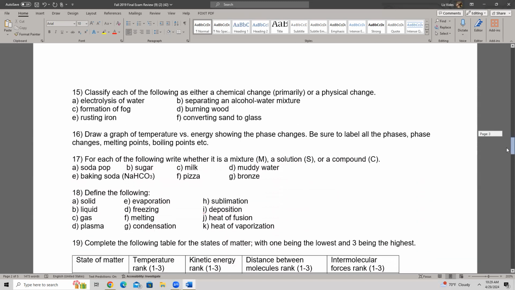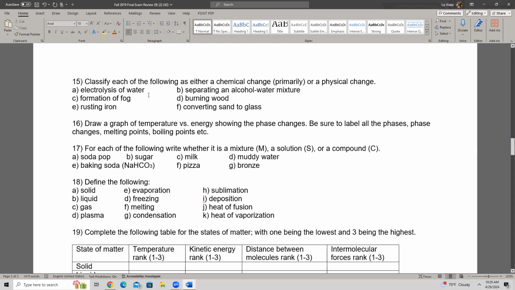All right. Now, chemical or physical. All right. Electrolysis of water. Electrolysis means you are breaking it up. So that's a chemical. Oh, wait, sorry. Separation of a water, alcohol water mixture is physical. Formation of fog, again, is physical. Burning wood is going to be chemical. Rusting iron is chemical. And the last one, sand to glass, all you're doing is melting it. So it's physical. Okay.